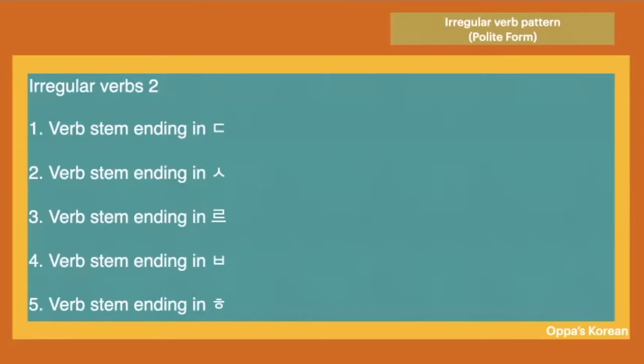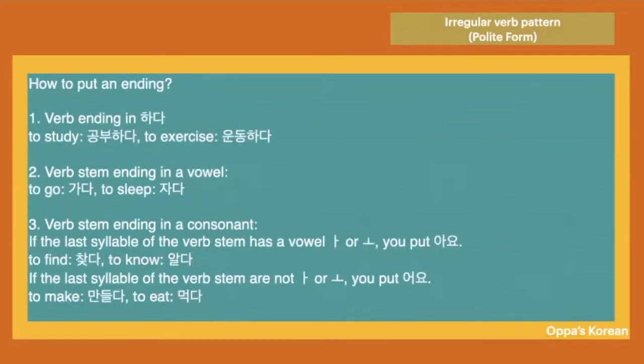For those who do not know how to put an ending, let me briefly explain it here. I categorize verbs into 3 categories. First category is verbs ending in 하다. For this verb, you just change 하다 to 해요. For example, to study, 공부하다. 공부하다 becomes 공부해요. To exercise, 운동하다. 운동하다 becomes 운동해요.